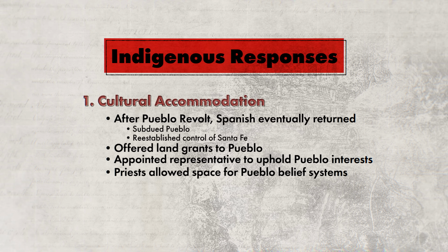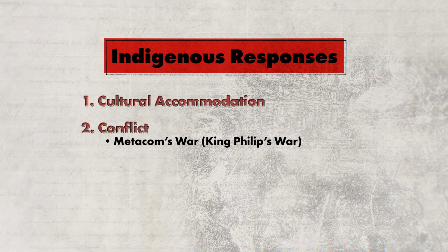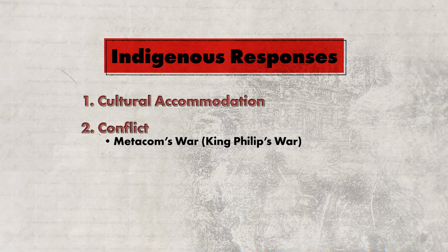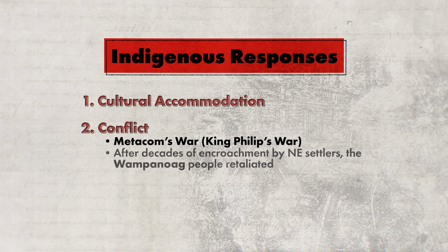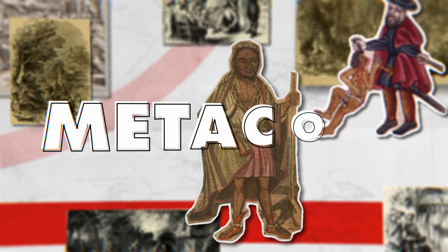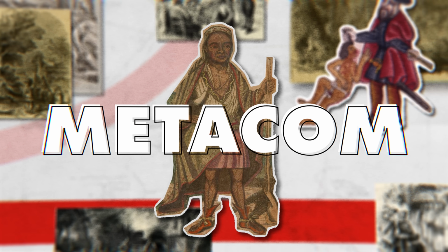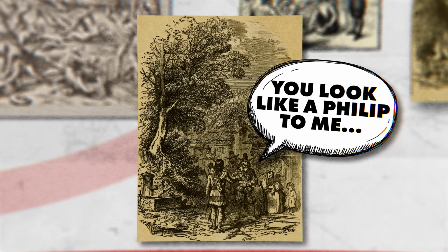But then the other response to European intrusion was straight up conflict and eventual removal. And here let me introduce you to Metacom's War, also known as King Philip's War, because why have one name for a war when you can confuse students by giving it two names? Anyway, after decades of threats from New England settlers pushing further and further west into Wampanoag territory, a conflict erupted. Now our boy Metacom was their chieftain, whom the British called King Philip, and in order to oppose the British settlers, he forged an alliance with other American Indian groups in the area.